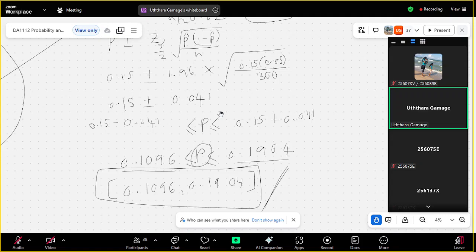So tell me, take another sample of 300 or another sample of different size. Would it be the same? Same estimate, same interval estimate for P?